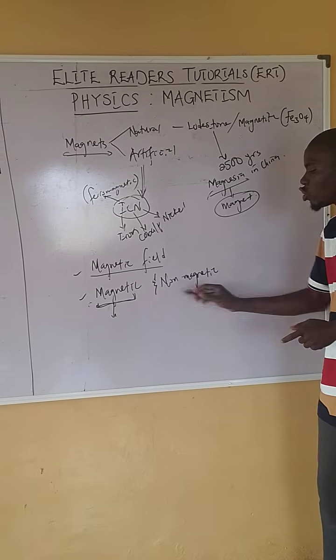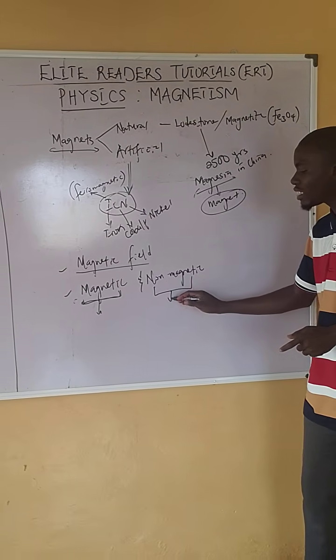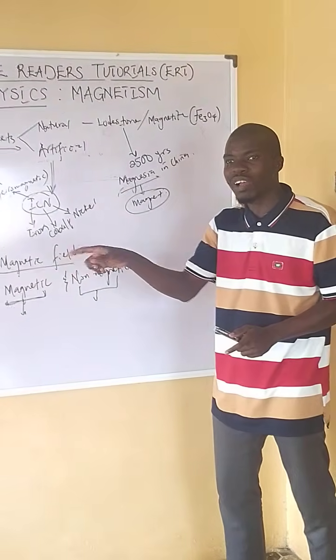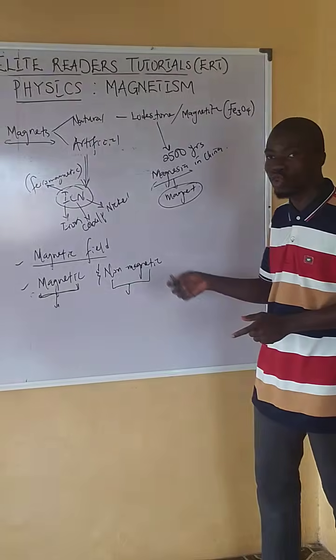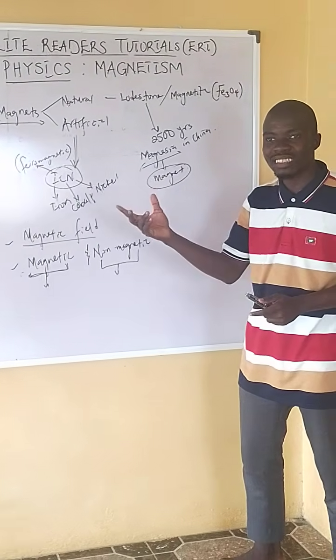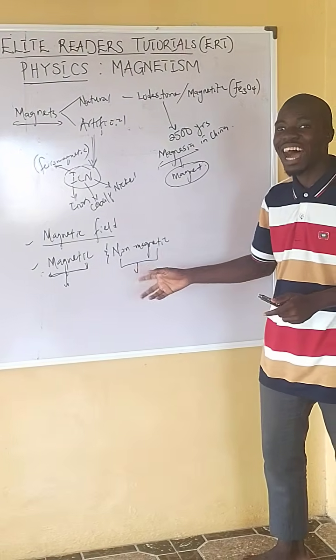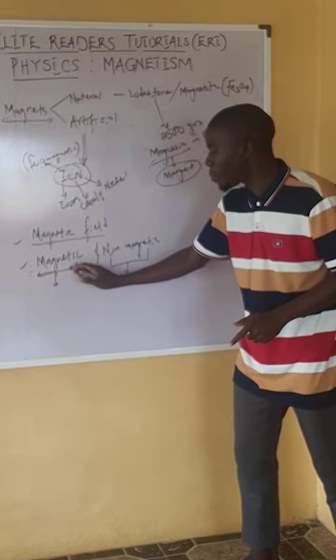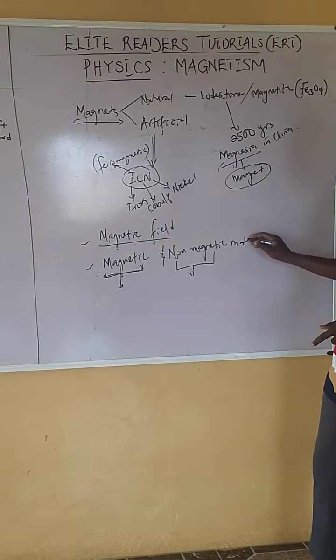Now, we also have non-magnetic materials. Non-magnetic materials are the materials that cannot be made into magnets. We cannot turn them into magnets. Examples are wood, glass, brass. And they cannot be attracted by a magnet. So those are the magnetic and non-magnetic materials.